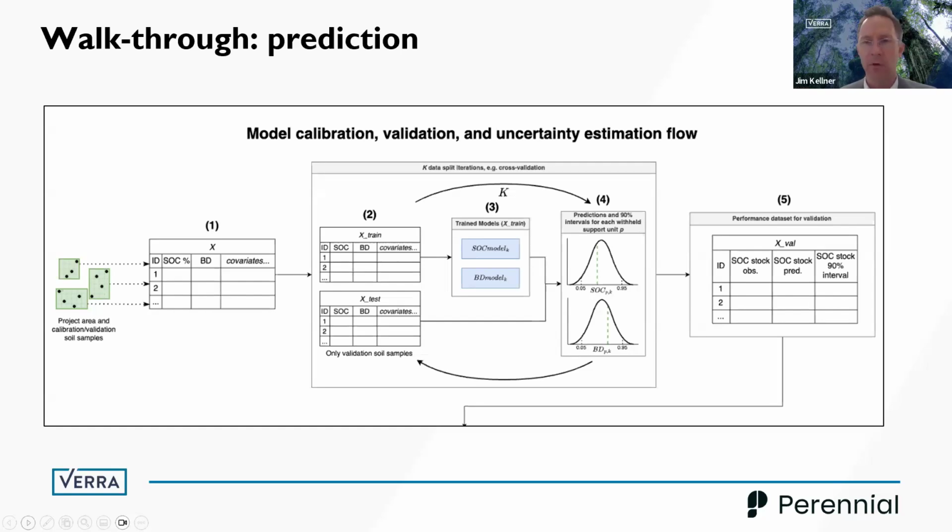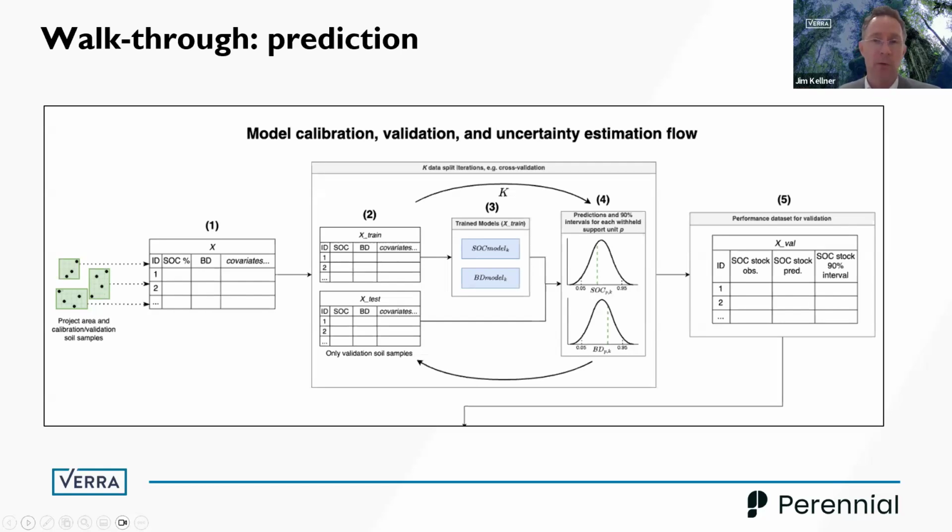And where you end is over here at 5. You have an observed SOC stock, that's the left column, and then you have a predicted SOC stock, and that's the center column. Note that in each case, the prediction of SOC stock for that point was derived from a version of the model that did not have that point in it when training. So independence is maintained between training and testing data.